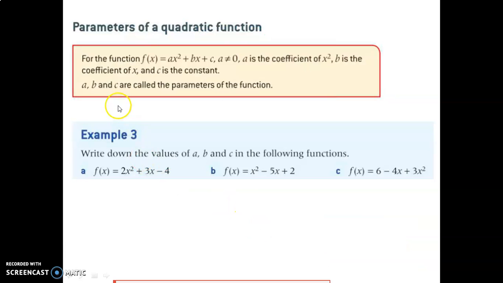To begin, before looking at that, let's practice with parameters. So again, a, b, and c are called the parameters. In each of these three functions given to you here, what are the values of the a, b, and c parameters?